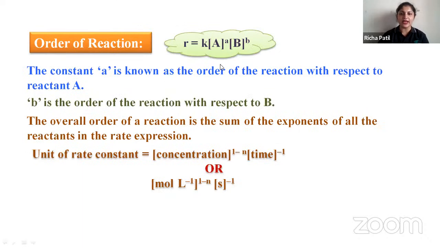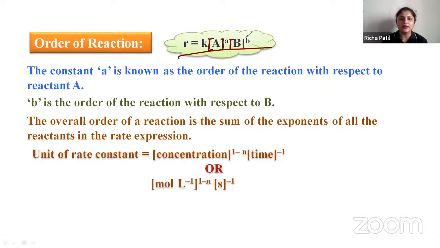Next, we'll see order of reaction. The constant a is known as the order of reaction with respect to reactant A, and b is the order of reaction with respect to B. You see the equation here. Rate is given as k, the proportionality constant, times the concentration of A and concentration of B. These exponents a and b are called the order of reaction, with respect to A and B respectively.